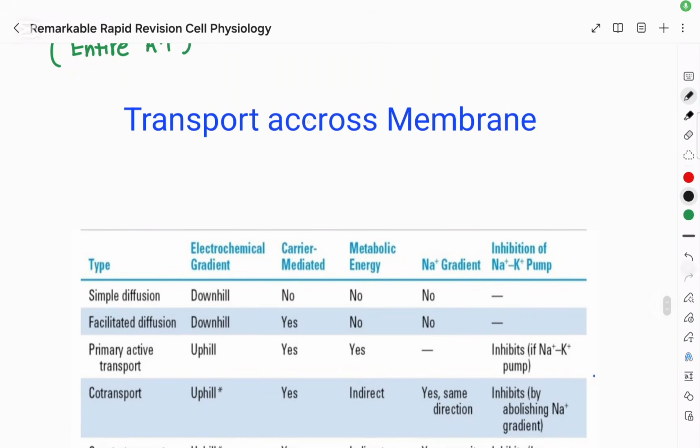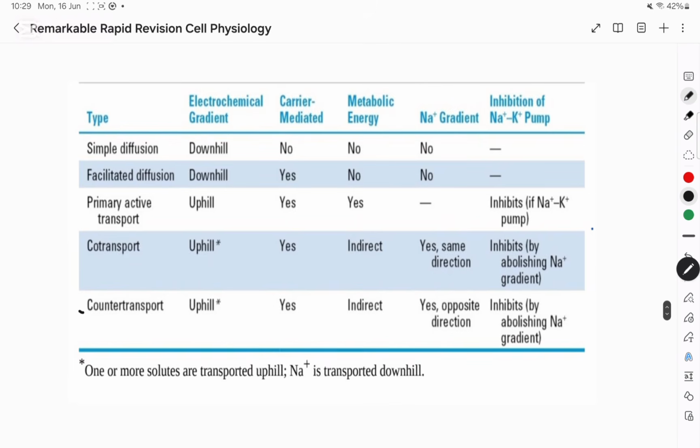So now we will discuss transport across the membrane. We'll just go through this table which is given in the PRS physiology. First we have simple diffusion, which is always downhill, or down the concentration gradient. The substance moves from a higher concentration to a lower concentration and requires nothing additional: no carrier, no energy, no sodium gradient. Similarly, in facilitated diffusion, the only difference is the presence of a carrier. Whenever there is a carrier, it means certain limitations are involved.